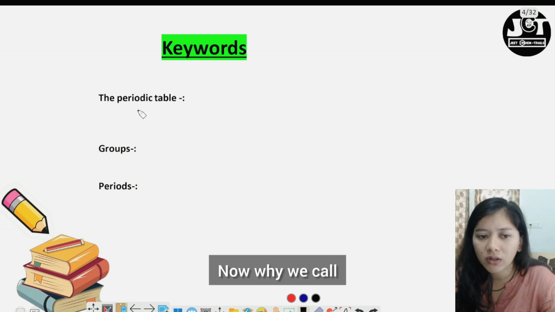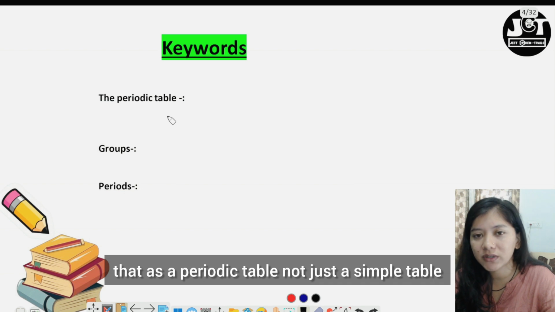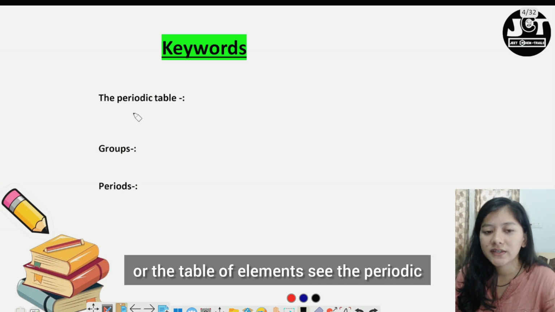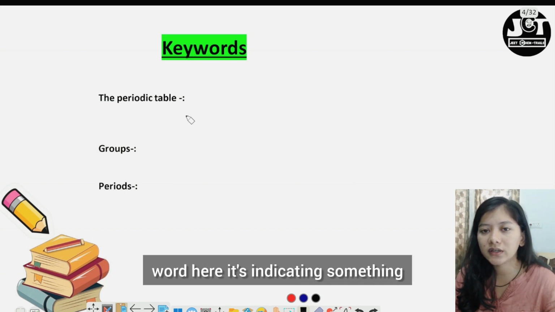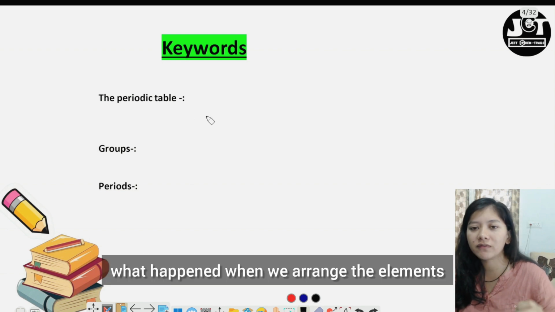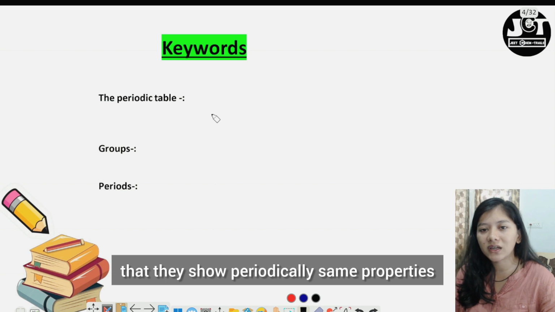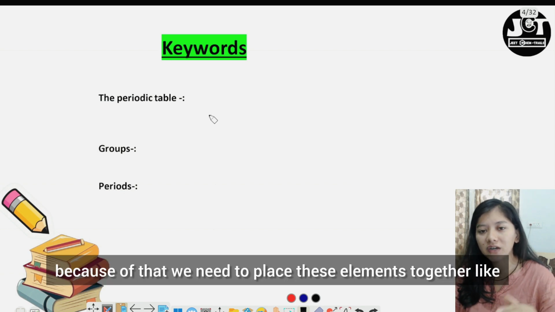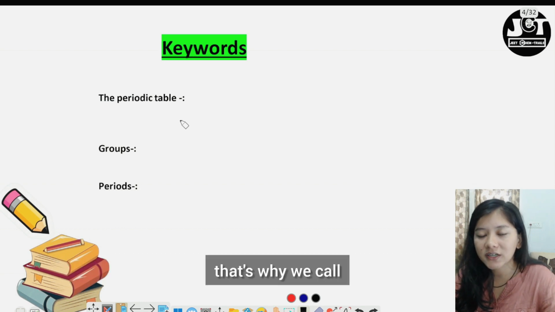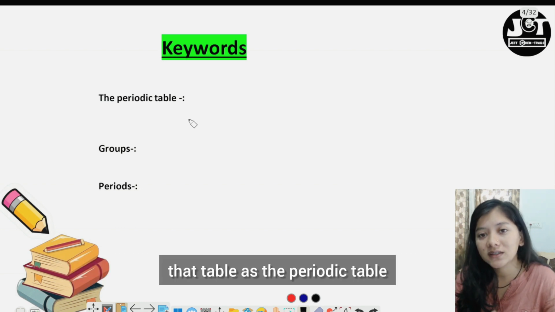Now, why do we call that a periodic table, not just a simple table or the table of elements? See, the word periodic here is indicating something. What happened when we arranged the elements? After some time, you will see that they show periodically the same properties. Because of that, we need to place these elements together, because they have the same property. That's why we call that table the periodic table.